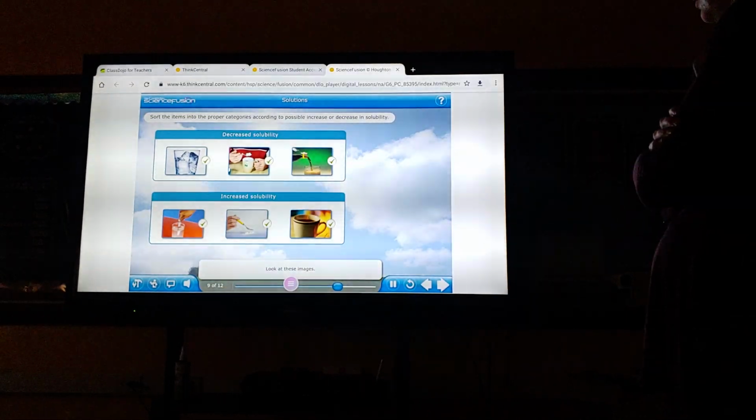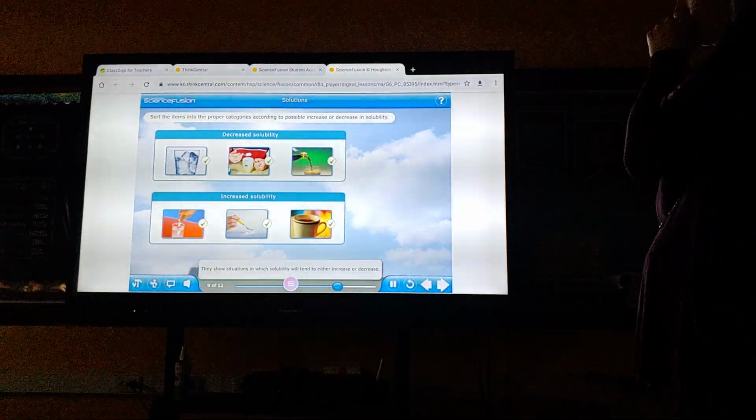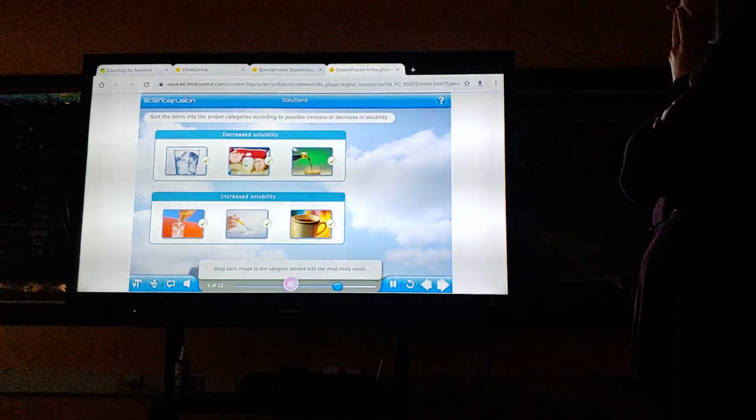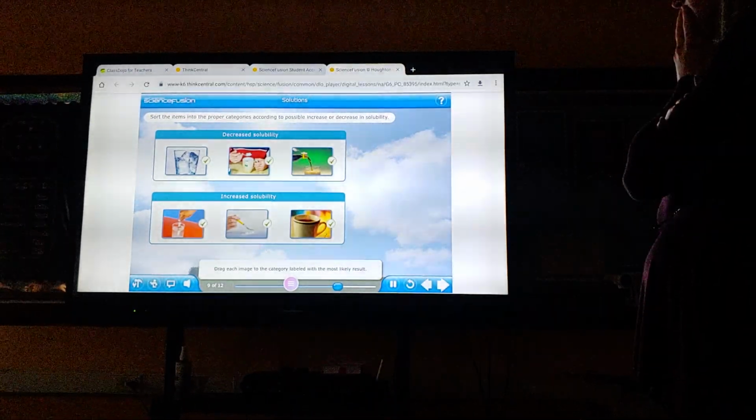Look at these images. They show situations in which solubility will tend to either increase or decrease. Drag each image to the category labeled with the most likely result.